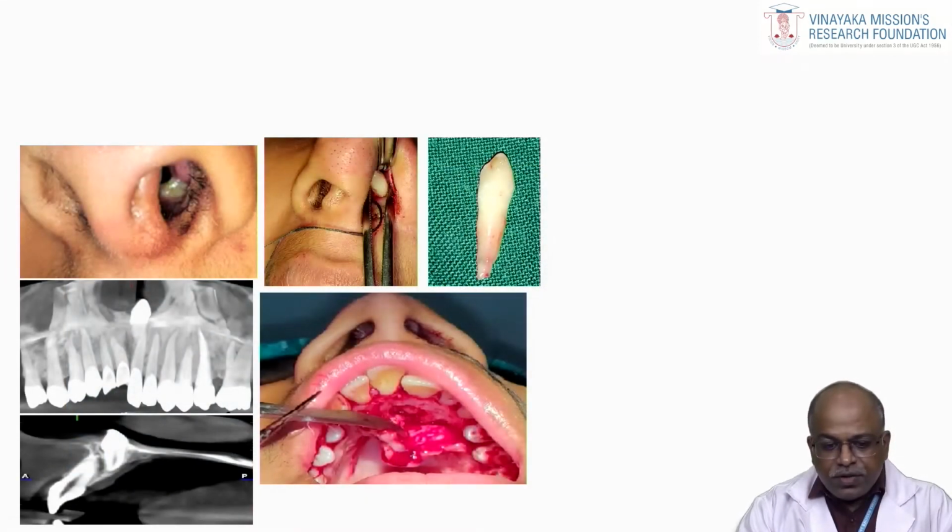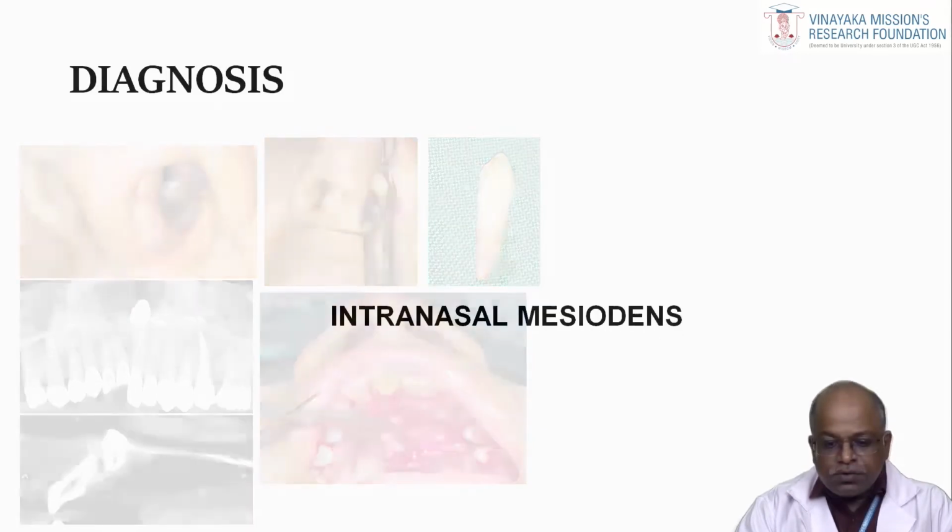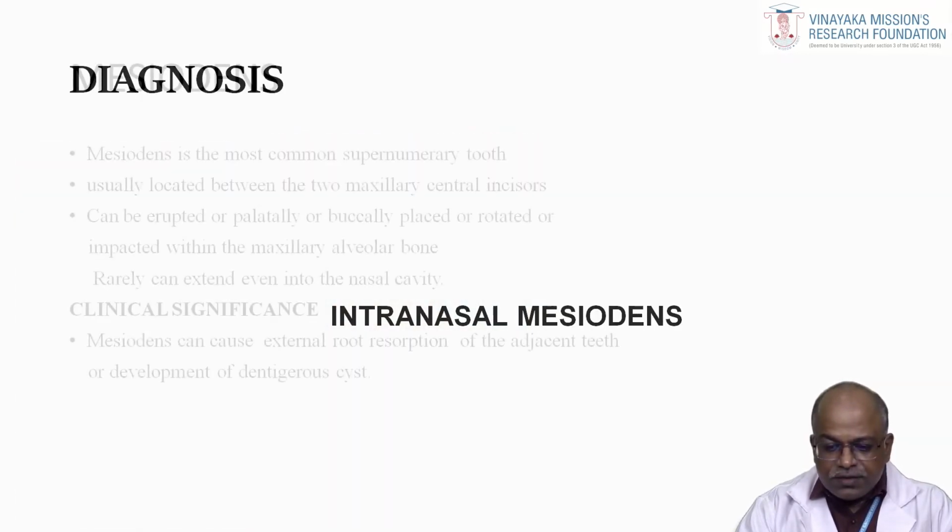Sometimes we see a mesiodens even extending into the nasal cavity. The wide panoramic CBCT reveals an inverted mesiodens that is extending into the nasal cavity. So the palatal mucoperiosteal flap was elevated and the inverted impacted mesiodens was removed. It is also called an intranasal mesiodens.